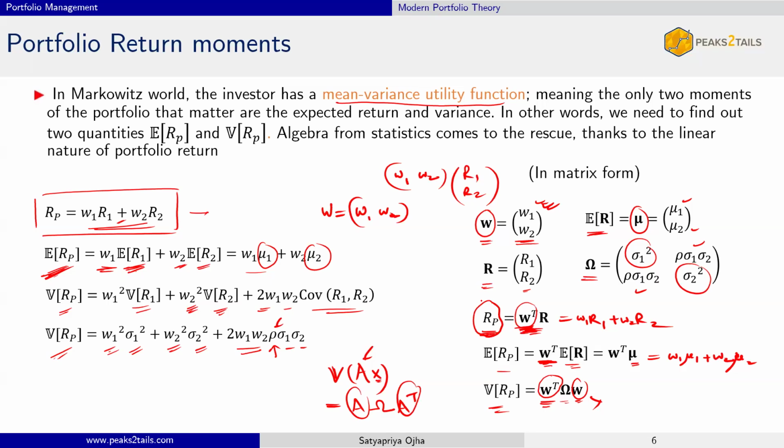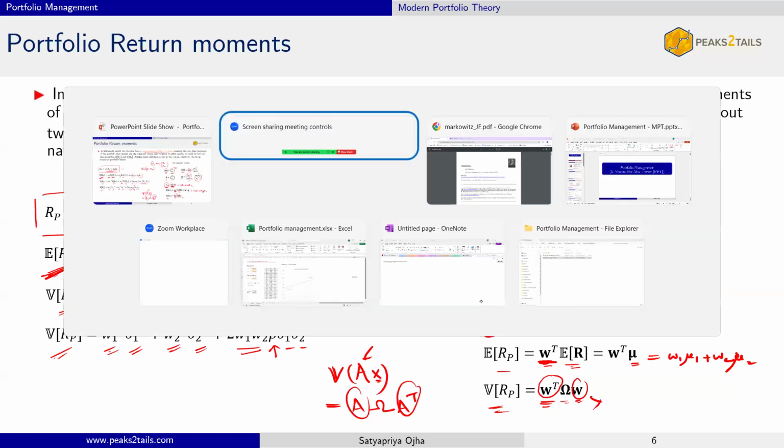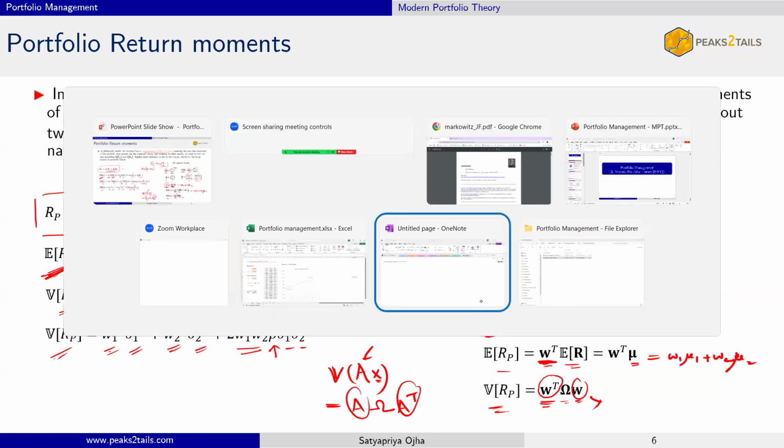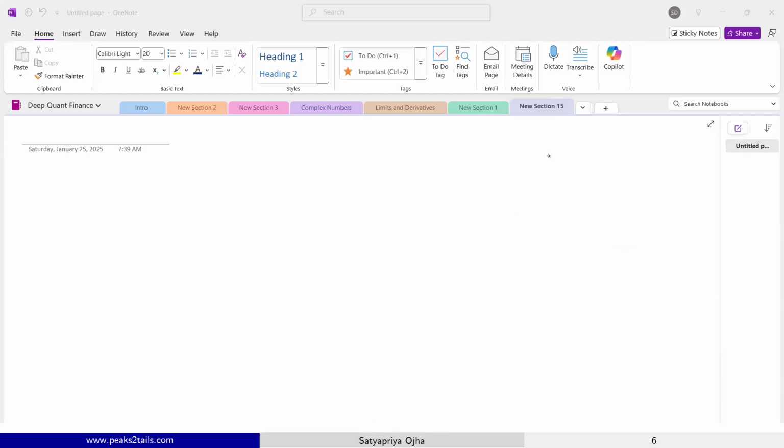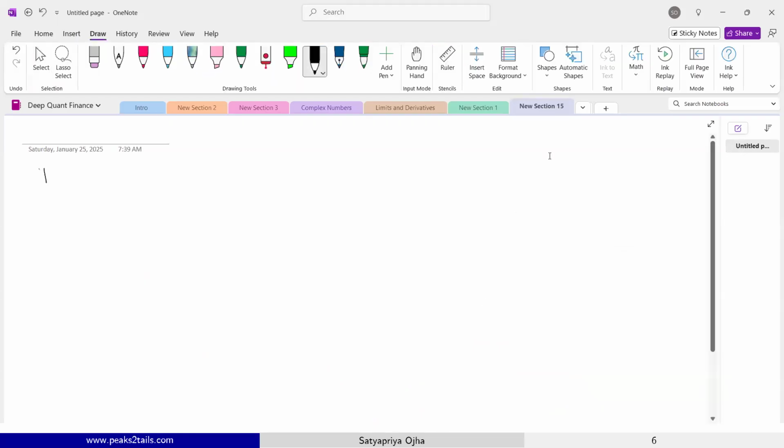Why is this not in bold? Okay, before that, I have a question. Can you please explain the transpose part once more? Okay, sure. Let me do it properly here. So the standard formula for variance of a linear combination, okay.